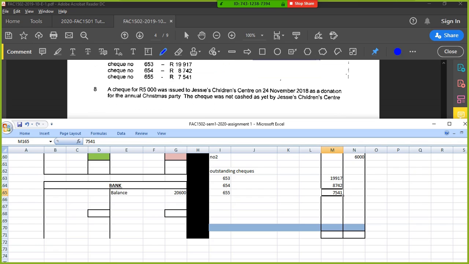The last one. A check for 5 was issued to Jesse's Children's Center on 24 November as a donation for the Christmas party. The check was not cashed as yet by Jesse's Children's Center. It wasn't cashed, so reconcile. Yes, outstanding check.